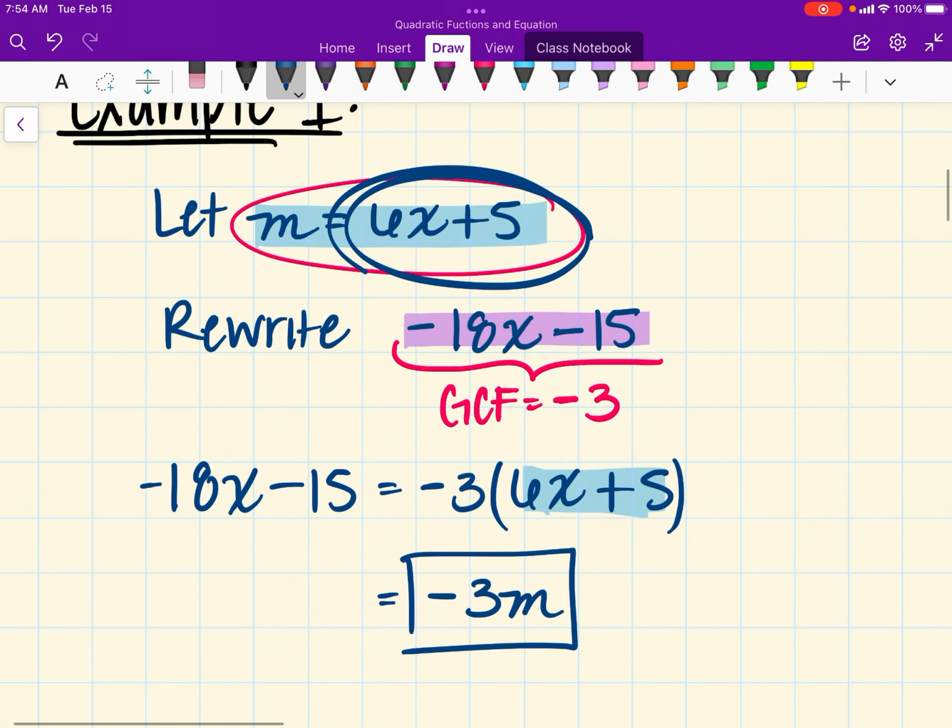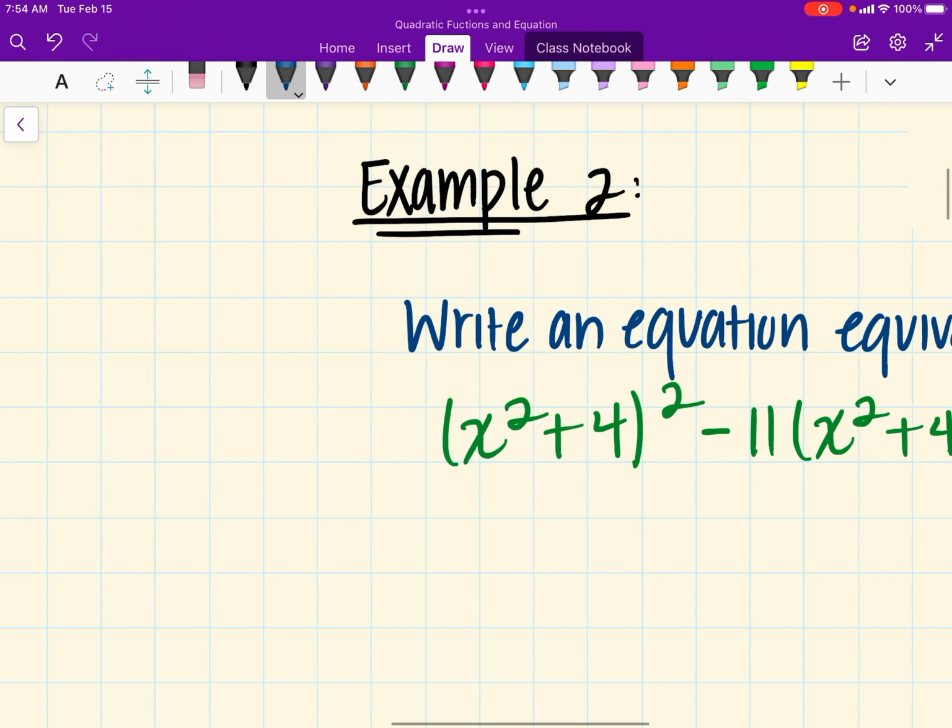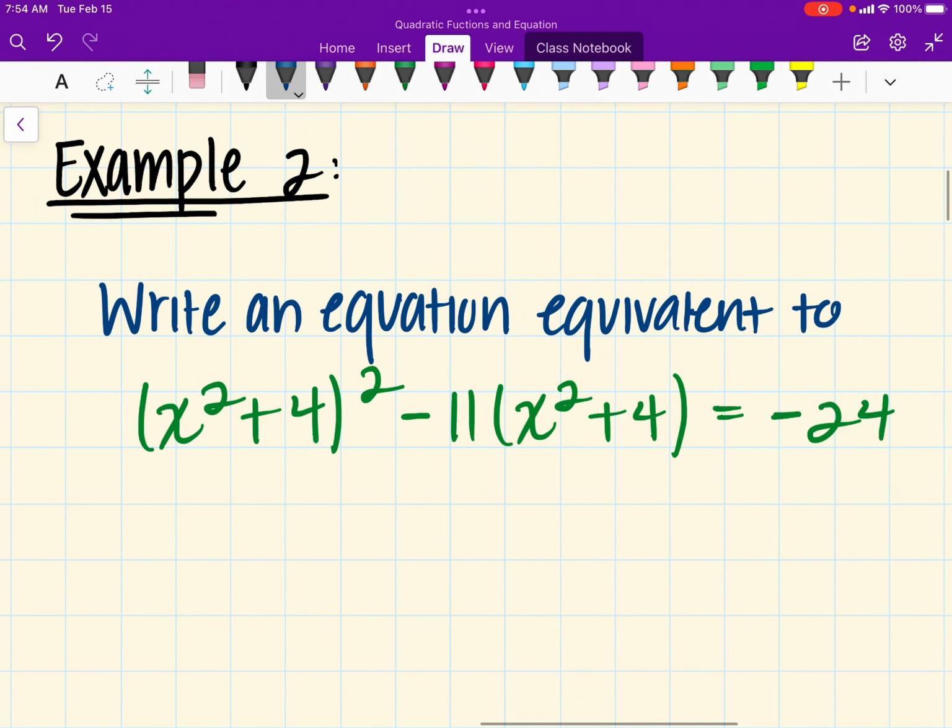All right, let's go ahead and see some other one. And this is example 2. In this case, we want to go ahead and write an equation equivalent to our following equation here. Now, luckily for us, guys, we actually don't have to factor anything out just because they already factored it out for us. So the question for you here is, do you see any numbers or any expressions that they have in common? Answer to that is yes, they do have the x squared plus 4 and x squared plus 4 in common.